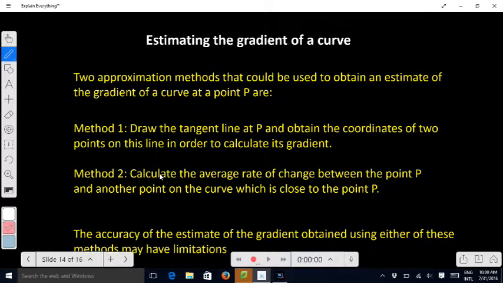There are a couple of different methods of calculating or estimating the gradient of a curve. Method 1: draw the tangent line at P and obtain the coordinates of 2 points on this line in order to calculate its gradient. The other option is to calculate the average rate of change between the point P and another point on the curve which is close to P. These are estimations, it's not exact at the moment.